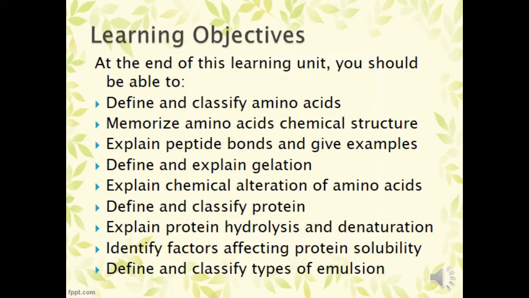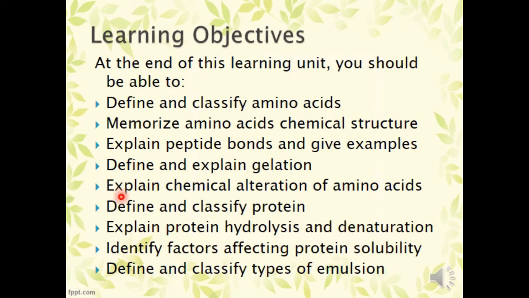Okay, these are the learning objectives that everyone must be able to accomplish by the end of this learning unit. The first one is to define and classify amino acids, followed by memorizing the chemical structure of the amino acids. Next is explaining peptide bonds. What are peptide bonds? And then give examples of these peptide bonds. The fourth one is defining and explaining gelation.